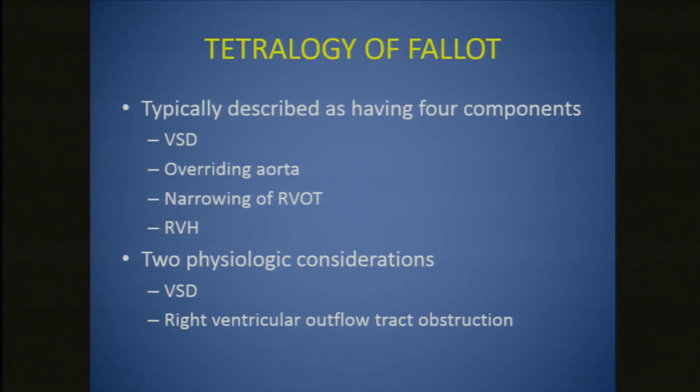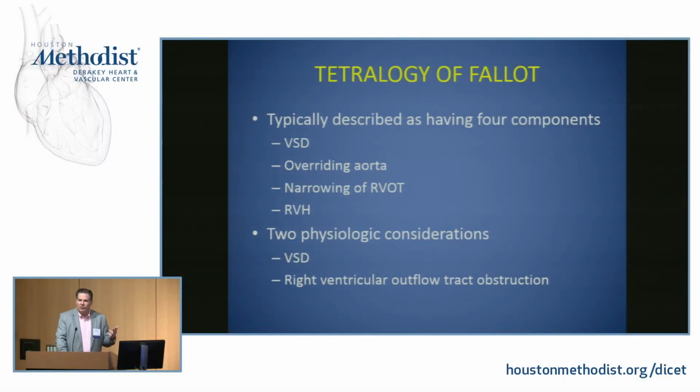So many of you have heard of tetralogy. It's traditionally described as having 4 lesions. That's how Dr. Fallot described it, with the VSD, overriding aorta, narrowing of the right ventricular outflow tract or some form of pulmonary stenosis, and then right ventricular hypertrophy. But physiologically, there are 2 main considerations. That is the VSD and the pulmonary stenosis, or right ventricular outflow tract obstruction.